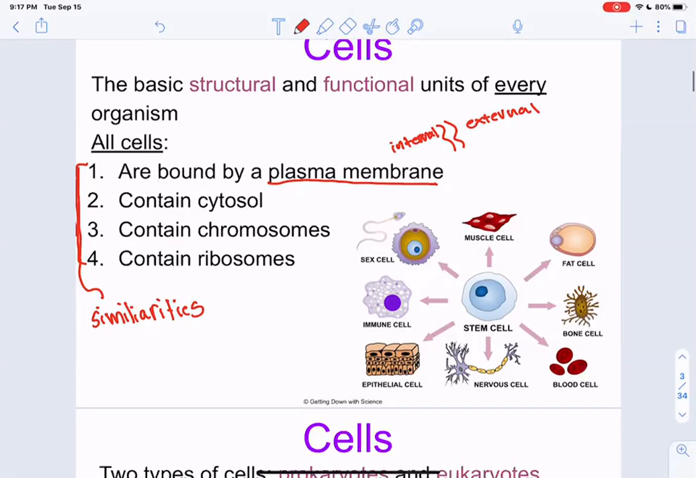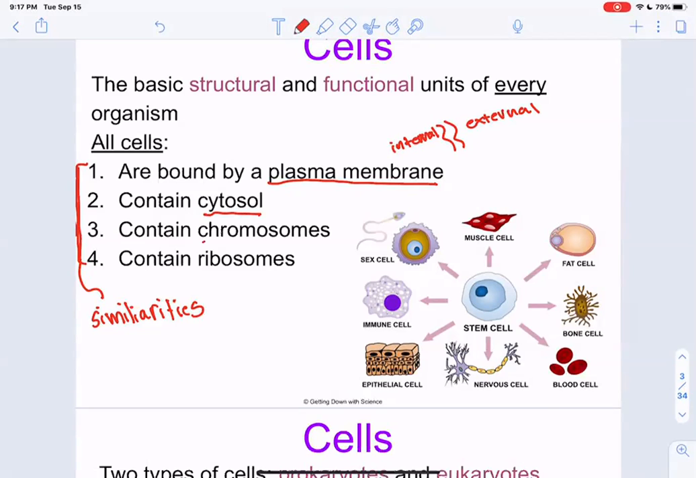They're all going to have a cytosol, which is that fluid-like material that's inside the cell. This is where all of the organelles and the nucleus are floating around. It's the fluid that's inside the cell. Think of a water balloon. If you were to pop a water balloon and water were to gush out, the cytosol is kind of like that water.